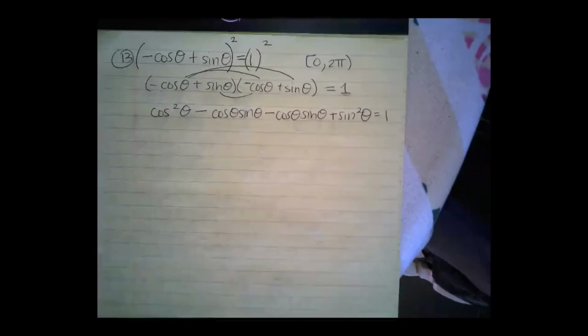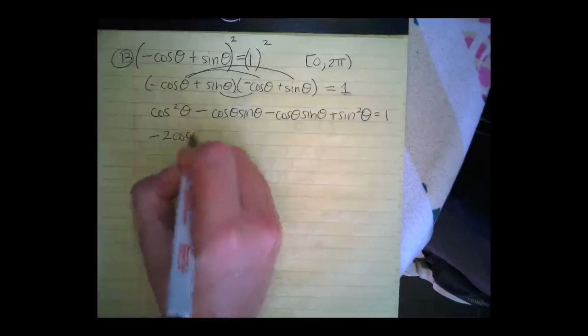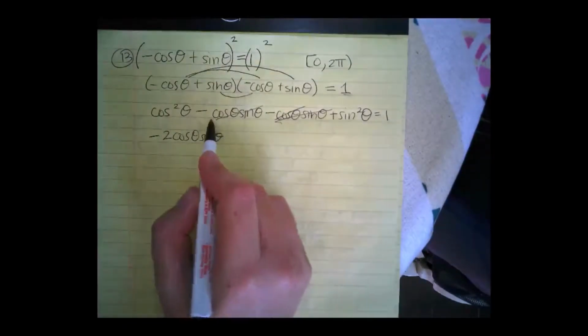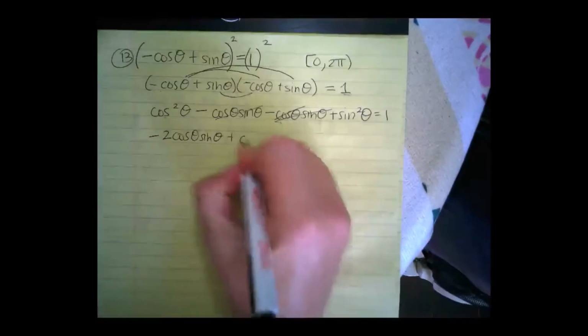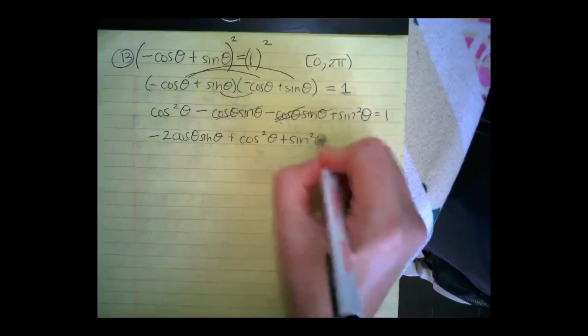All right. I know it seems as if this is more difficult, but now we have terms that are alike, right? I have negative cosine sine and another negative cosine sine. Together, that makes negative 2 cosine theta sine of theta. That's those two things combined. I also have a positive cosine squared of theta and a positive sine squared of theta equal 1, right? So that's everything on the left side. I combined the stuff that I could.